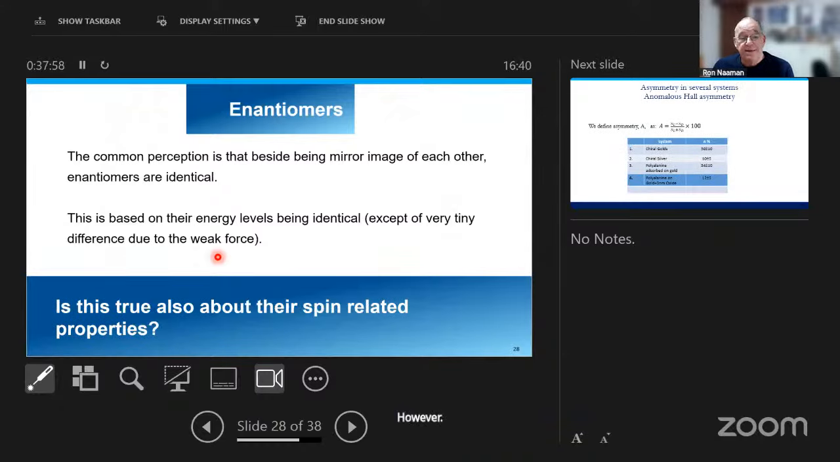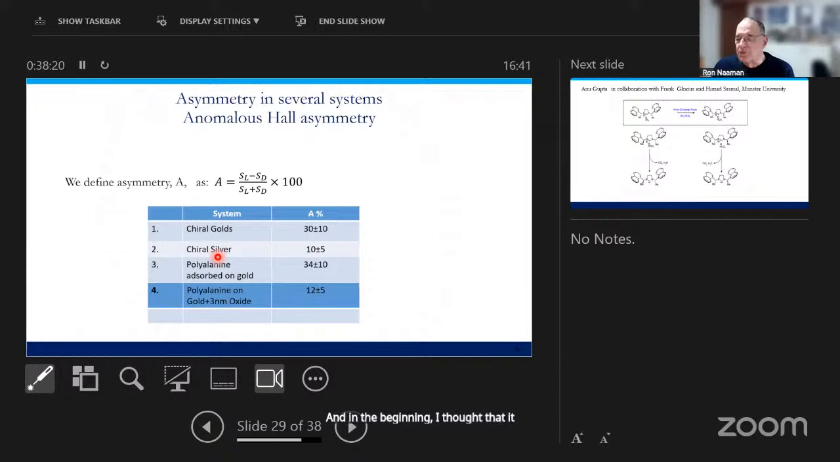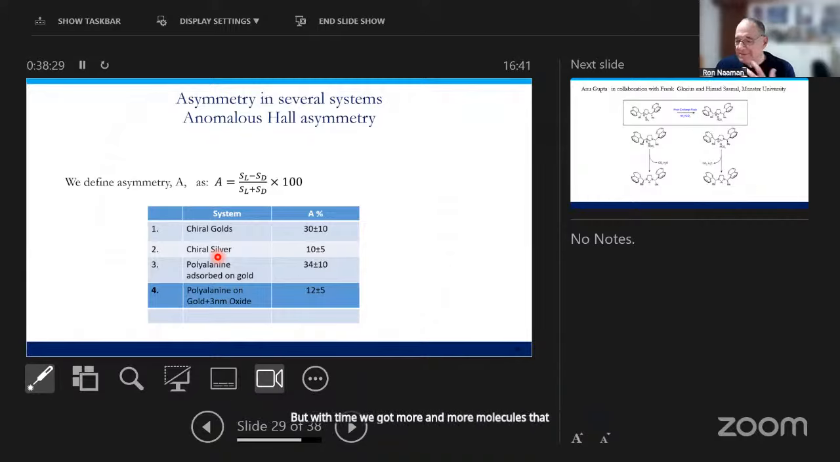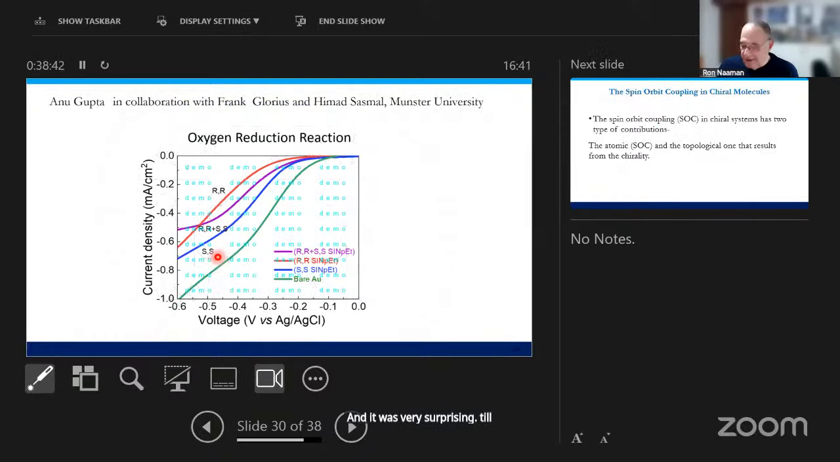However, when we did many of the CISS experiments, we found that we don't get this effect. In many cases, and here is a summary, I'm not going to go into details about them, we find differences between the two enantiomers. In the beginning, I thought that it had to do with purity of the samples, and I even wrote it. But with time, we got more and more molecules that were made in the same way, and the two enantiomers were purified in the same way, and still the results were not the same. And it was very surprising, till we started to think about it.